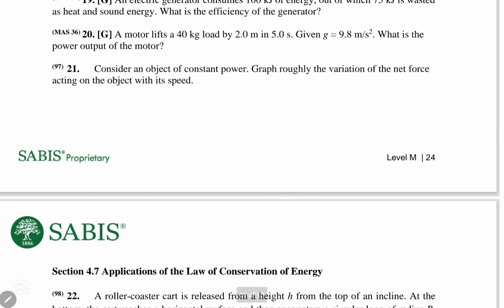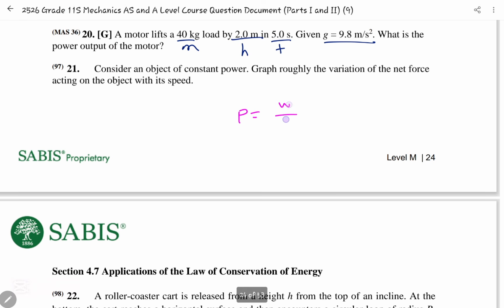Question 26. A motor lifts a 40 kg load by 2 meters. This is the mass, this is the distance, this is the time. They gave us g. This is not the distance, this is the height. What is the power output? To find the power, it's going to be work divided by time. The work in this case is mgh because it's being lifted up, divided by the time. So 40 times 9.8 times 2 divided by 5, that's 157 watts.